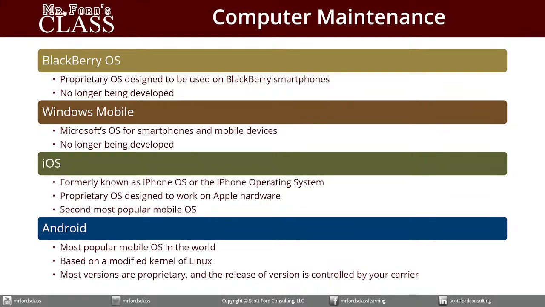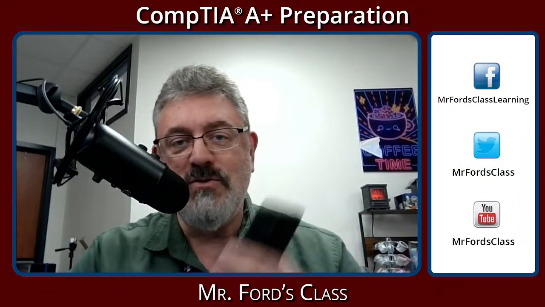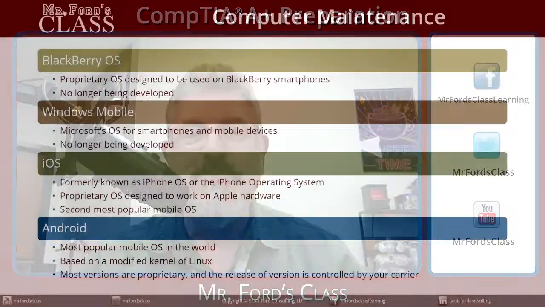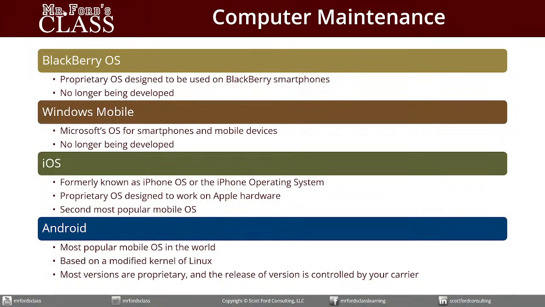So the last 2 that are still actively being developed that people will use is iOS, which was formerly known as the iPhone operating system, or iPhone OS. And it's a proprietary operating system designed specifically for Apple hardware. And it is the second most popular mobile operating system. Now, speaking as somebody who's a Droid user, that's right, iOS is the second most popular. So, anyways, the other one, and obviously my preferred favorite, is the Android operating system for mobile devices.